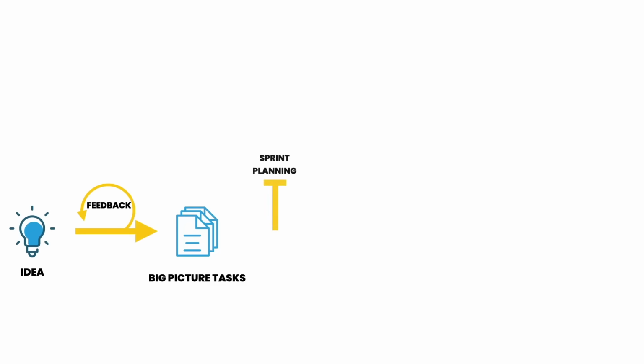Sprint planning. Here's the turning point. Students break those tasks into smaller, actionable to-dos. They create a visual board with columns that have backlog, to do, in progress, and done. They decide who's doing what during the sprint.